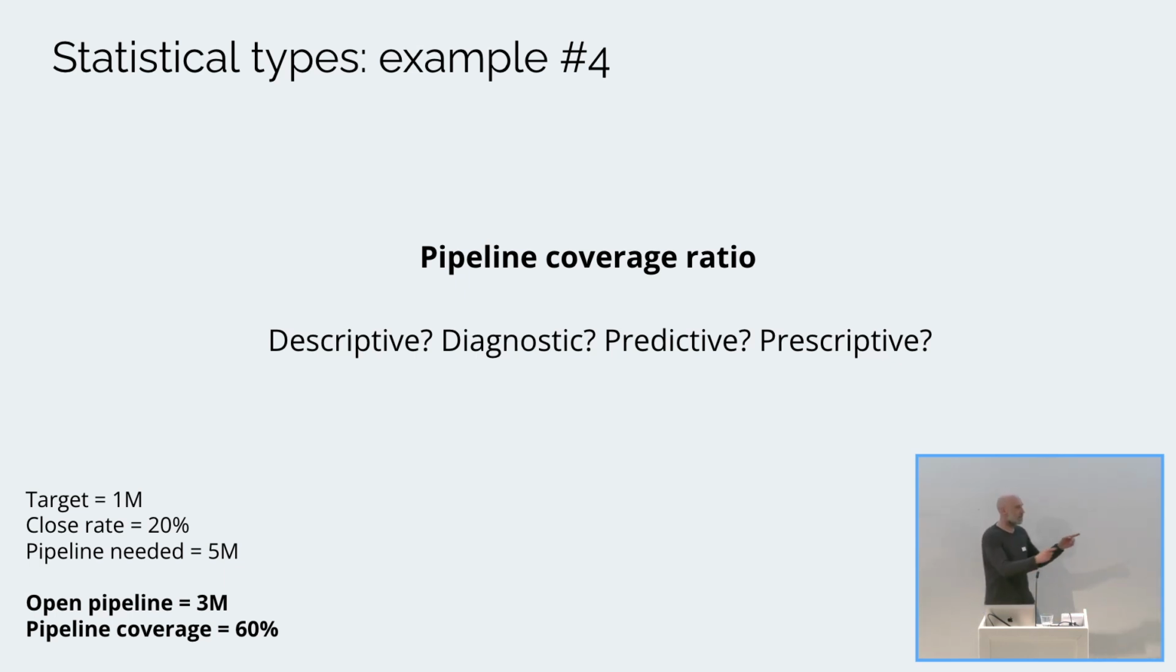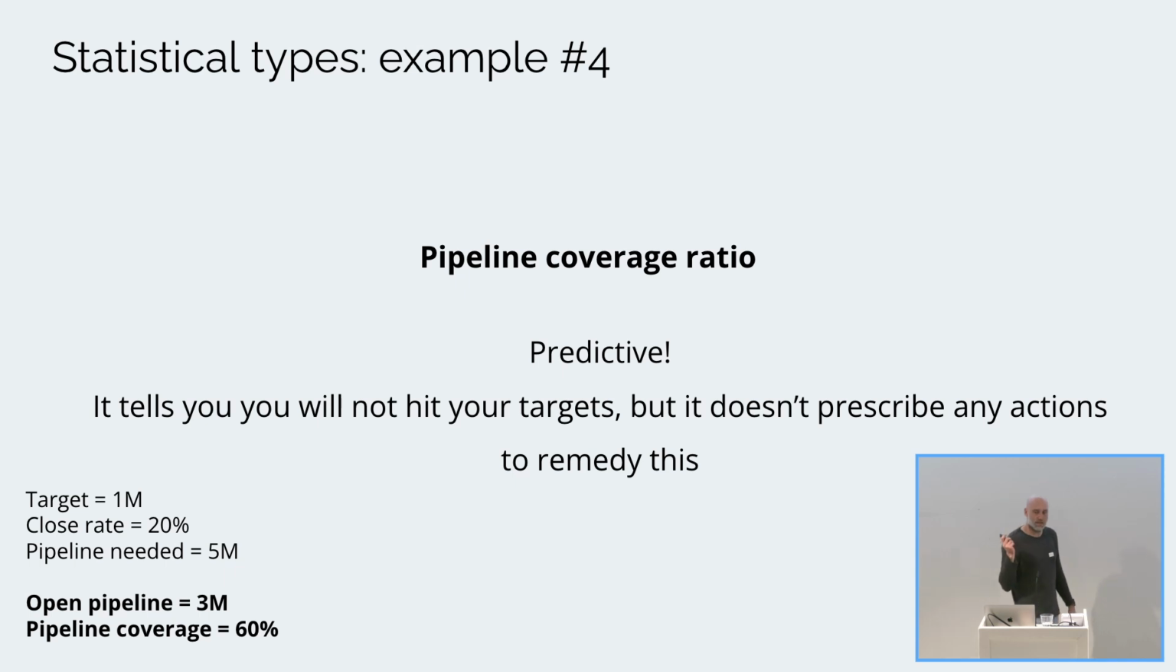So this is, I heard you saying? I said predictive. Predictive? Yeah. Exactly. Because it tells us that we will not hit our targets with the current pipeline, so we have to do something, but we still don't know what to do about it. Exactly. So it could also be prescriptive, because it predicts it, but it also prescribes what kind of action you need to take. It doesn't show you what action, but you know you need to do something. It tells you that you have to do something, but it doesn't tell you what you need to do.